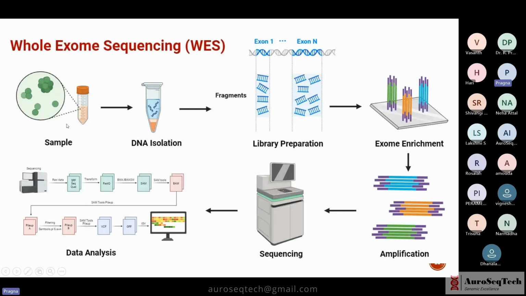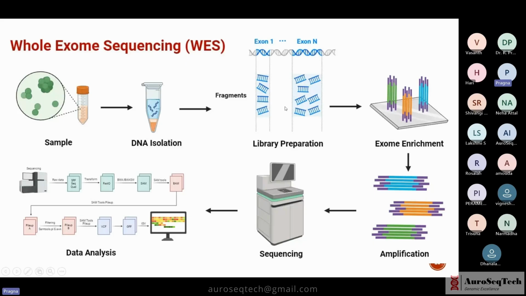Here, you isolate the DNA from the sample. As I mentioned, let's say you have a blood sample or saliva, whatever. You isolate the DNA and make the fragments the same way. But here, during the amplification, you enrich only the exome. How do you do that?